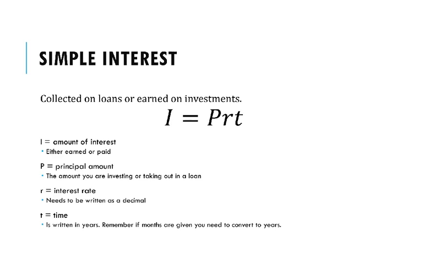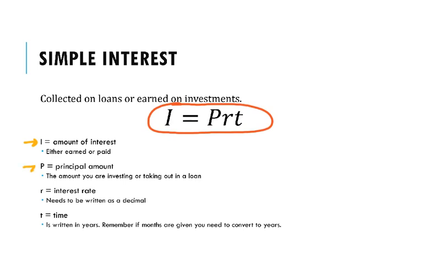Just remember, simple interest is collected on loans or investments. So it's either going to be where you're earning money or you're paying additional money. So this right here is your simple interest formula. I is equal to PRT, where the I is the amount of interest. So that's either what you're paying or what you are earning.